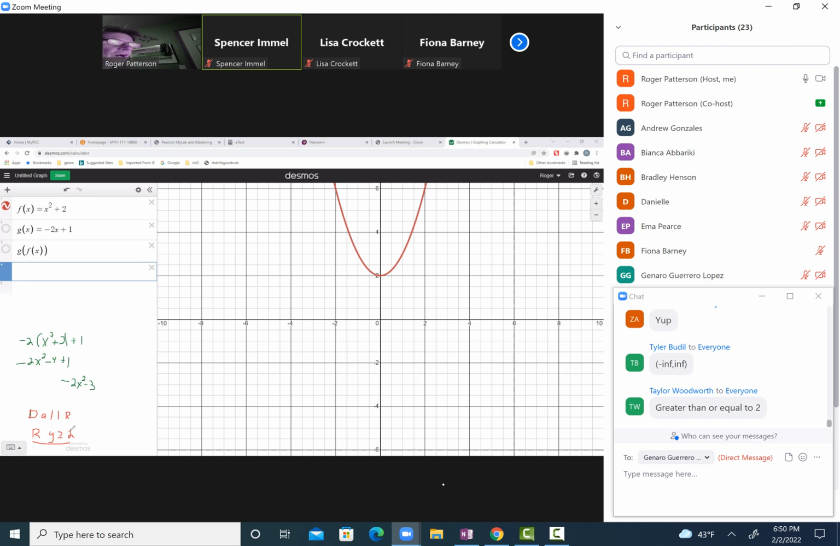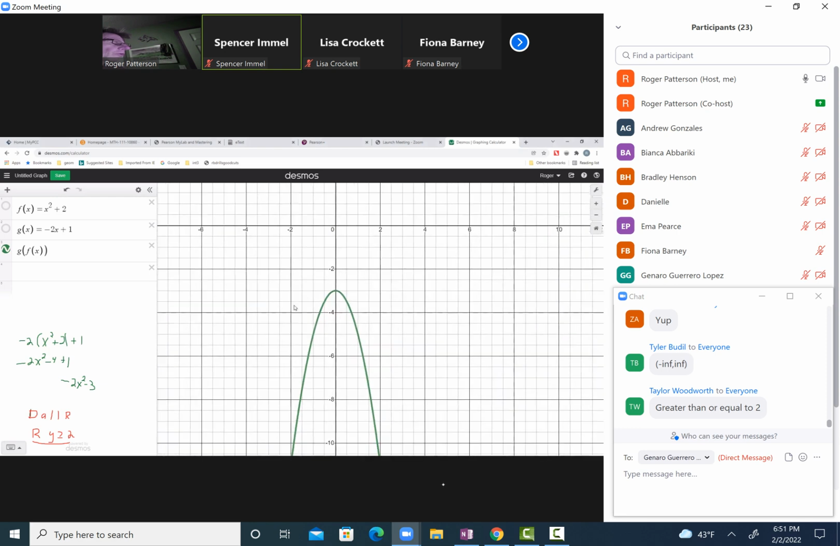Here we go. So now we're going to change this. If my range is just giving me numbers greater than 2, that means that when I graph this composition, I think it's going to look a little different. So let's try it out. I'm going to click off of this thing, and I'm going to put this in here, and let's see what happens.